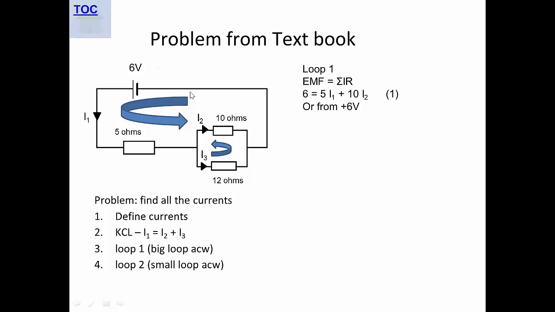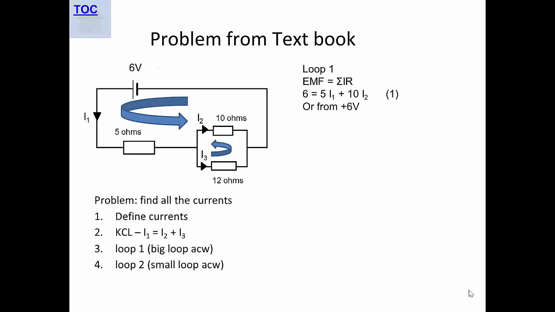But then it goes back to there. Then it has to go across the battery to get back to the starting point again. Now this is not a voltage drop. This is a voltage rise. So we have to add a negative voltage. So it's negative 6. So basically the rule is, as you go around the circuit, a voltage drop is positive and a voltage rise is negative. So here again, it's going to be 5 I1 plus 10 I2 equals negative 6.